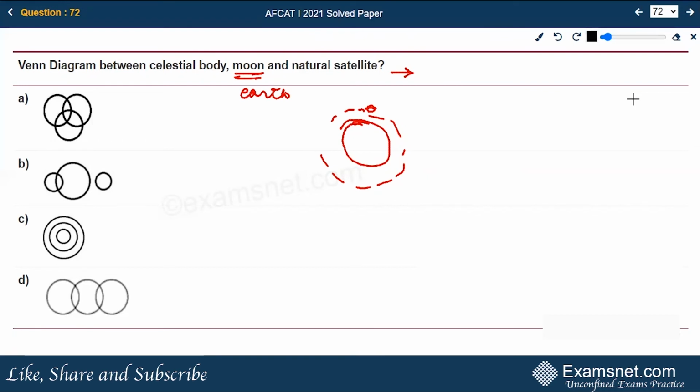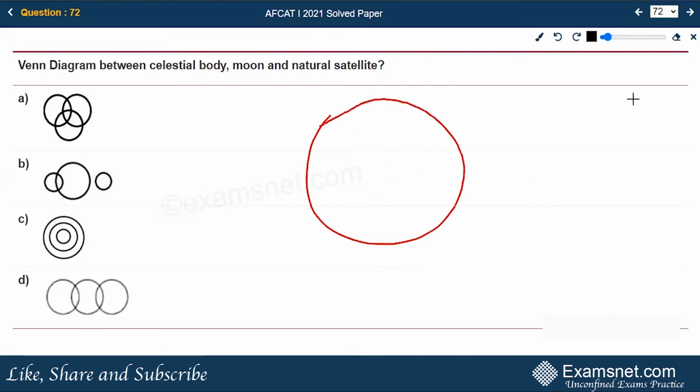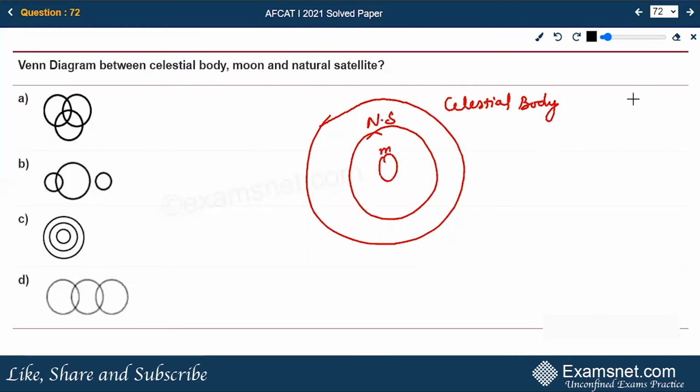By definition, a celestial body is any natural body outside the Earth's atmosphere. So, in the given situation, this diagram represents a celestial body. Then you have natural satellite, and then the Moon is a natural satellite of Earth. So this situation is correctly represented by option C.